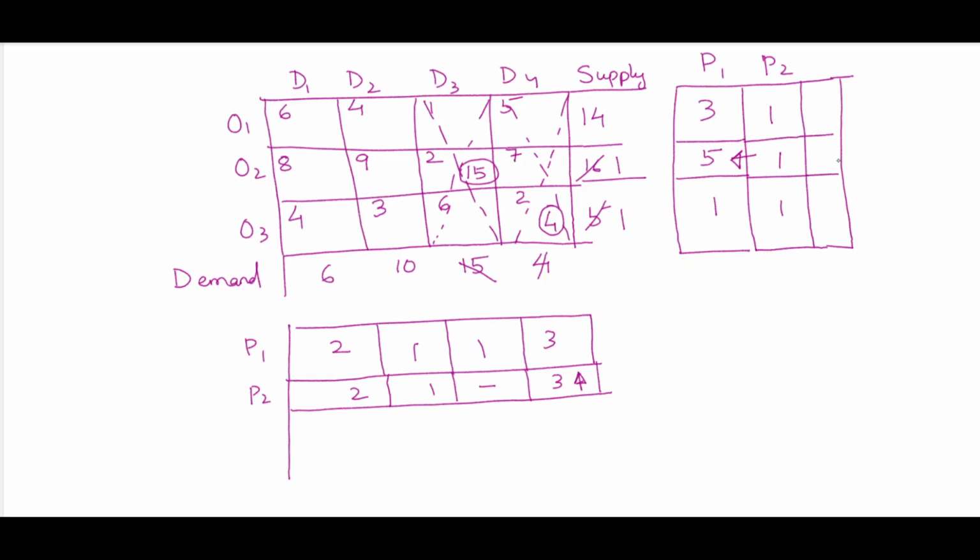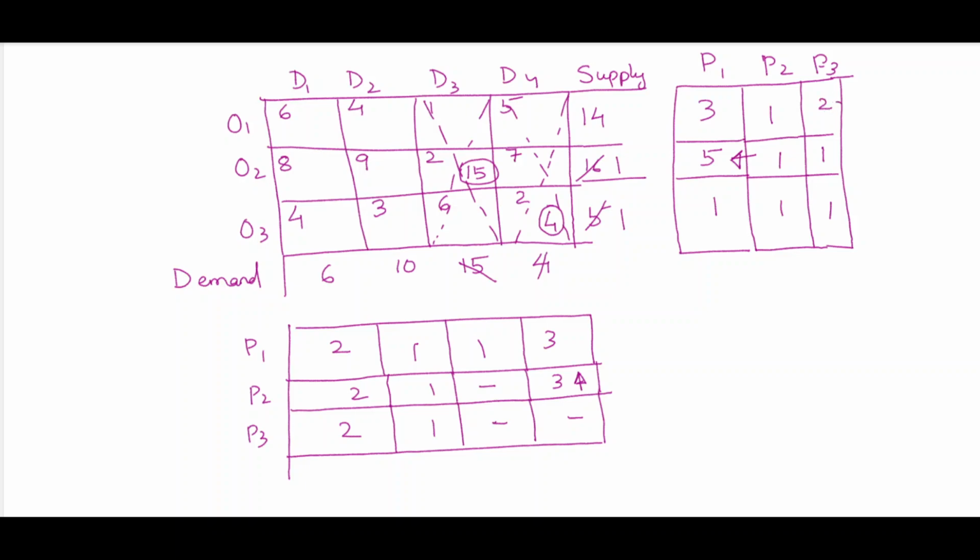Penalty 3. So now again follow the rule. 6 minus 4, 2. 8 minus 1... 9 minus 8, 1. 4 minus 3, 1. Here it will be the same. These two will be dash, and here it is 1. So we are having 2. Here also 2, the highest penalty.